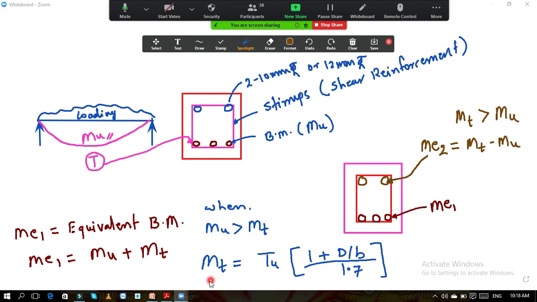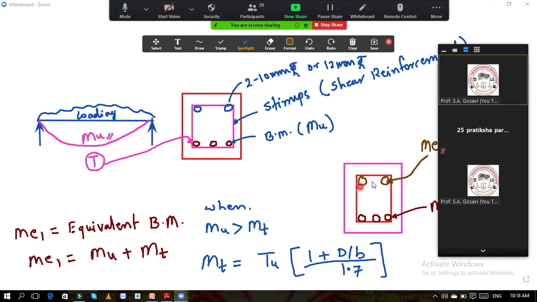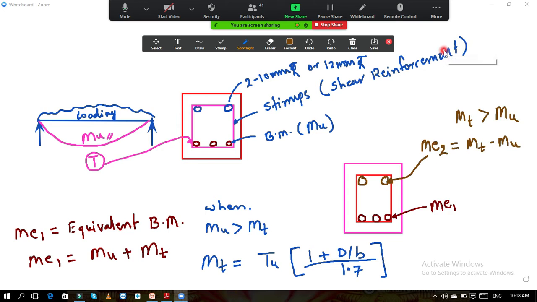And Mt is equal to Tu times (1 plus D by b) divided by 1.7. This is the formula to calculate Mt, where Tu is the torsional moment, D is depth, b is width. You already know this. Up to this point it is okay, but there are two conditions. The first condition is when Mu is greater than Mt, and the second condition is when Mt is greater than Mu.